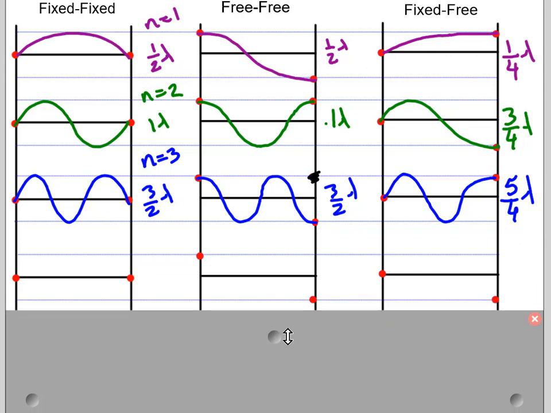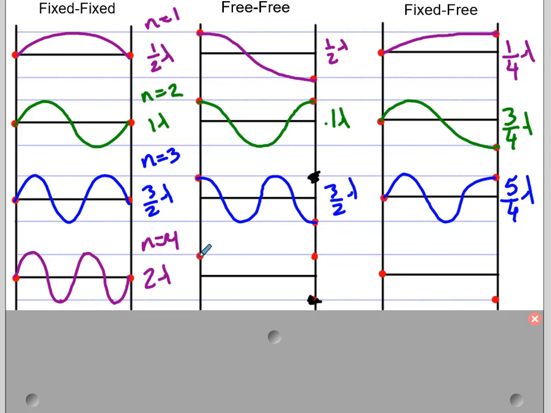Let's make sure I can get them all set up right. Let's go back to purple. So now this is n equals 4. Now I have to go up, down, up, down, and up. And if we count, there are 4 antinodes, which we expected, and we have 2 lambda. If we do free, and this one, I got this one wrong. Good thing I checked. This dot should be up high. And we'll sketch that one off. Let's go back to purple.